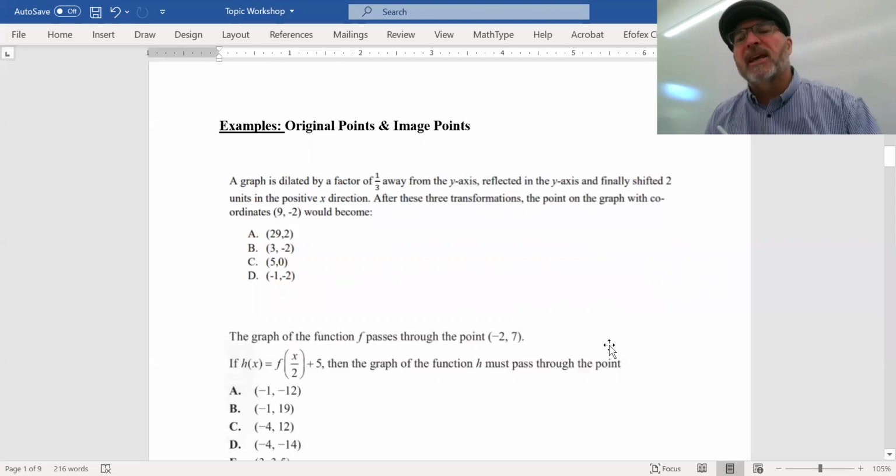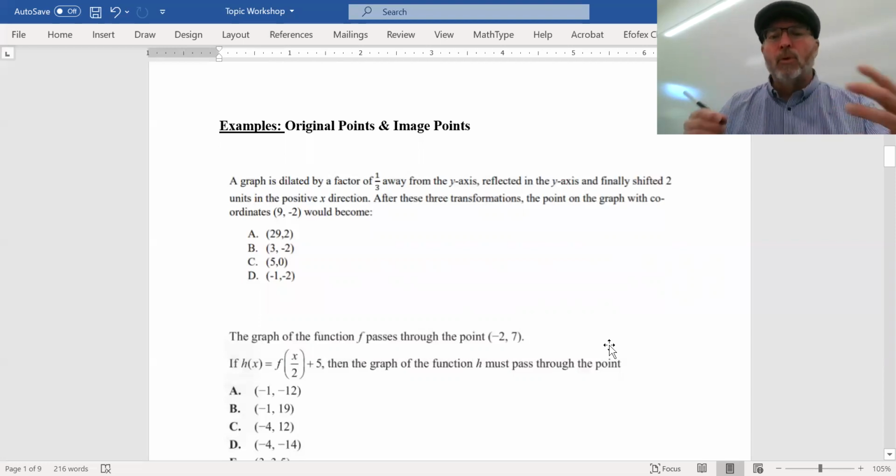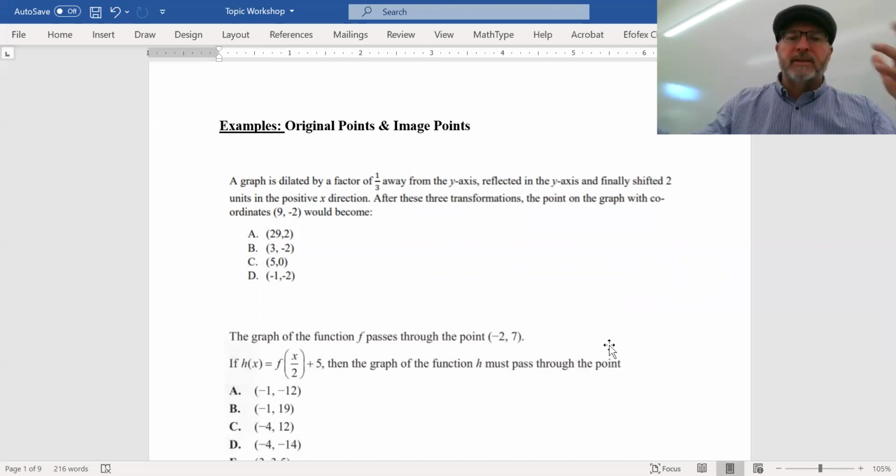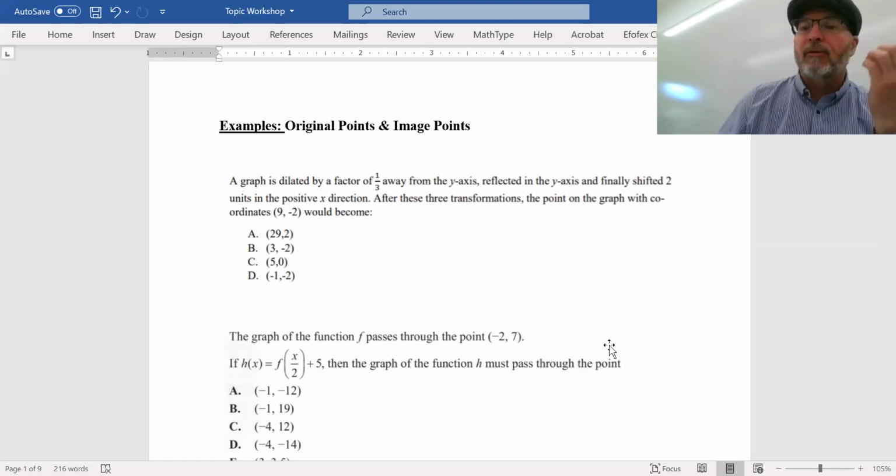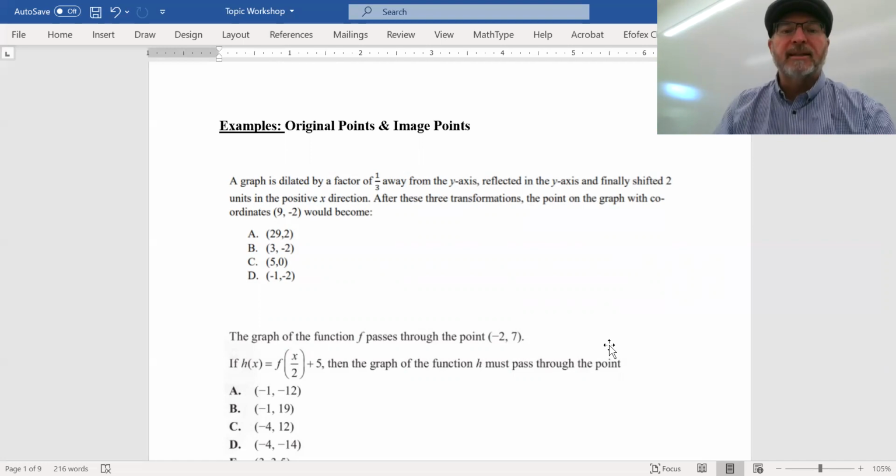So I'm saying these examples here are examples where we're moving between image points and original points, vice versa. The first one is they've got this graph and they're telling you what happened from going from the original to the transformed. They're telling you that it was dilated by a factor of 1/3 from the y-axis. It was reflected in the y-axis, and then it was shifted 2 units in the positive x direction. So after all that, they want to know, well, what happened to an original point, (9, -2)? Where did it end up under those transformations?